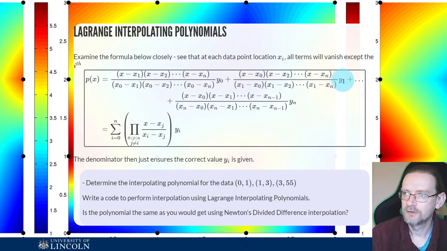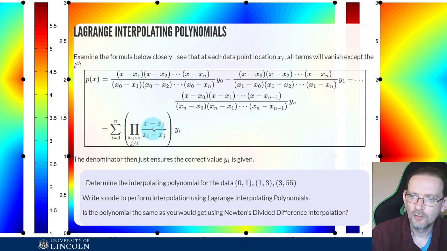And it's the same logic when we're at x1. This one, in the numerator, we're omitting the term with x1. So we've got x minus x0, x minus x2. But when we plug in the x1, then top and bottom cancel here, and we're left with y1. But here, all the other terms, they crash out.